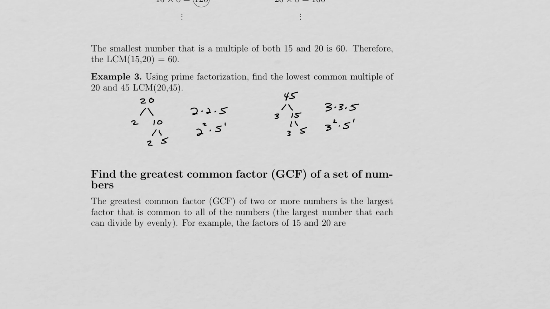Okay, now usually what you want to do is make these factorizations symmetrical. You don't have to do this, but I think sometimes this is a nice way of doing it. So what does that mean? Well, notice I have 2's and 5's in the first factorization, of the 20. I have 3's and 5's in the second factorization. I like to have 2's, 3's, and 5's in both of these factorizations.